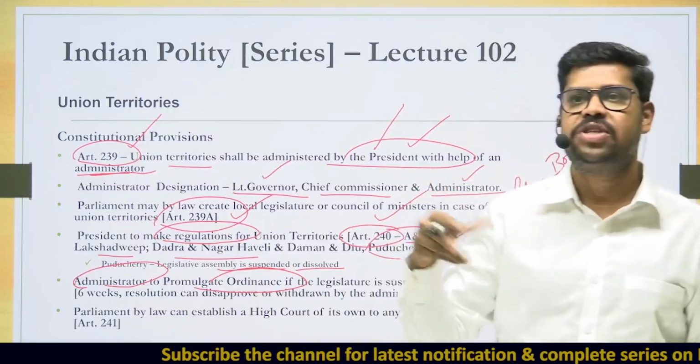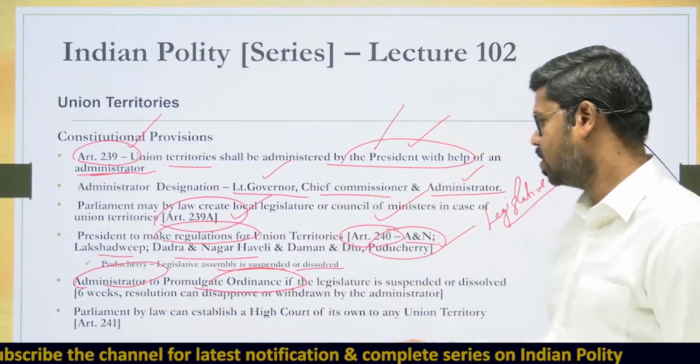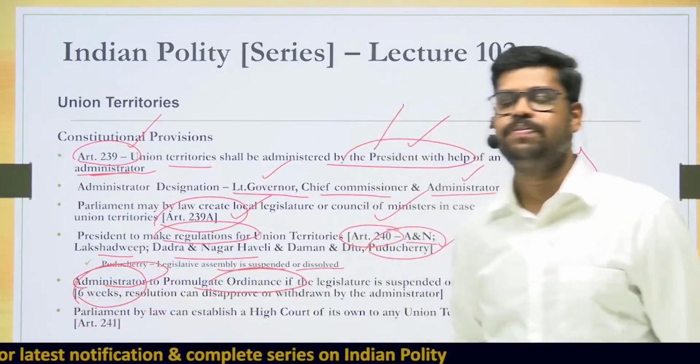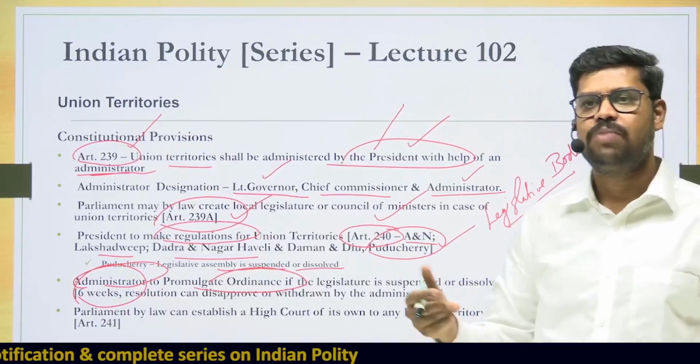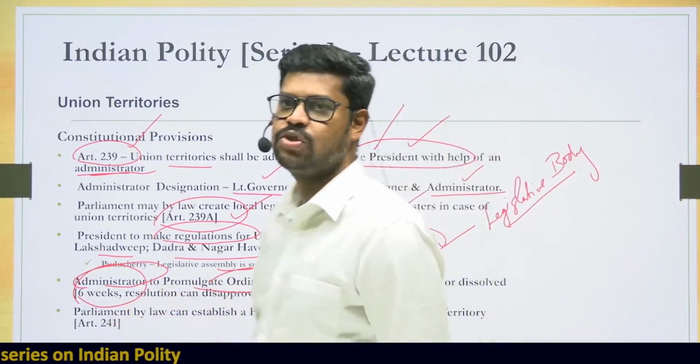And within how much time does the legislative body have to give its approval? The moment the legislative body comes into session, it has to be approved within a period of 6 weeks. That is very important. If the legislative body does not approve it within a period of 6 weeks, then the ordinance would cease to exist.